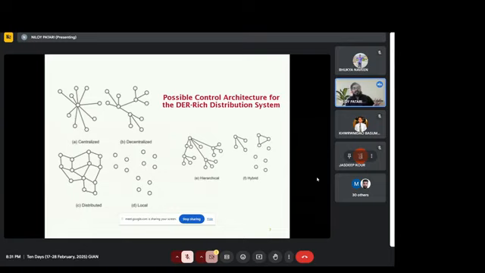And distributed is another architecture. In distributed architecture, you have this 13 bus feeder, right? In the 13 bus feeder, each of the nodes is at the same level of priority. So in 13 nodes, if you remove the subsystem node, there are 12 nodes, right? So each of the 12 nodes is at the same level of importance. Each of the 12 nodes can talk with each other and can do their own solution.